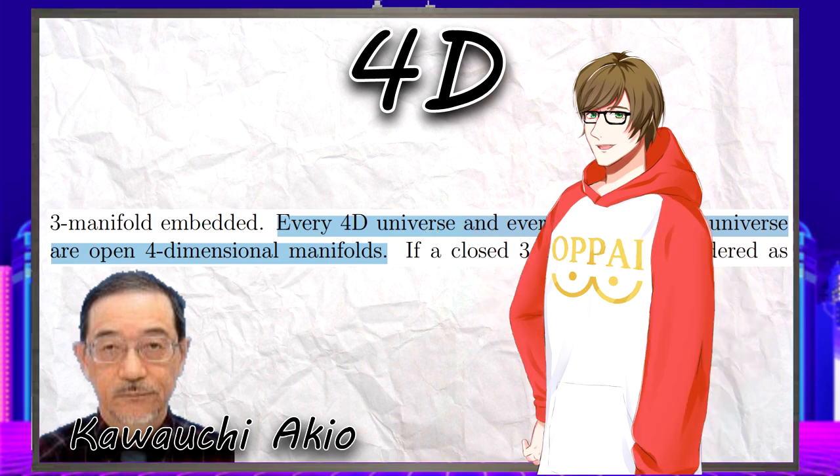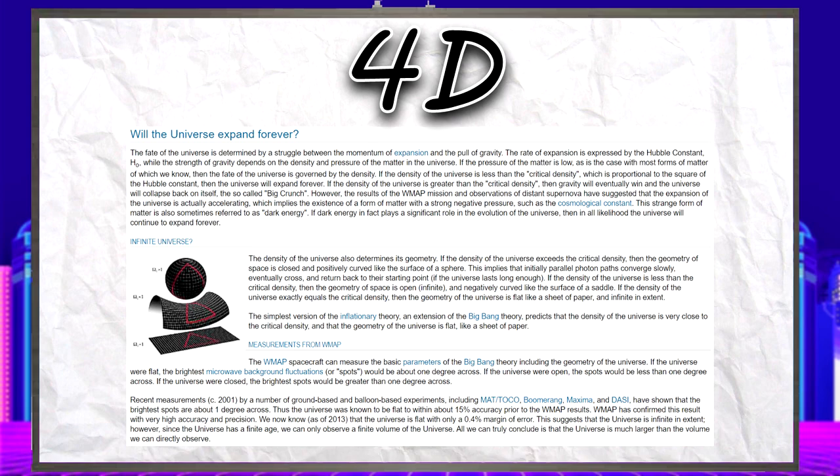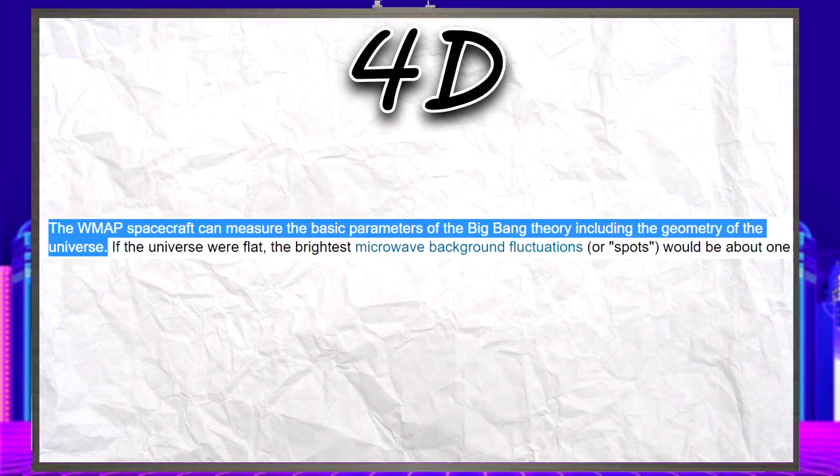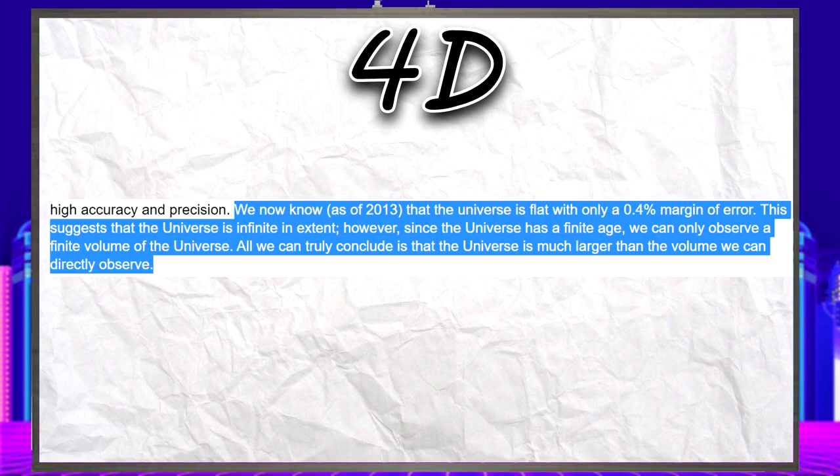This brings us to the shape of the universe and subsequently this NASA article. In it, the following is said: the WMAP spacecraft can measure the basic parameters of the Big Bang theory, including the geometry of the universe. We now know, as of 2013, that the universe is flat with only a 0.4% margin of error. This suggests that the universe is infinite in extent. However, since the universe has a finite age, we can only observe a finite volume of the universe.